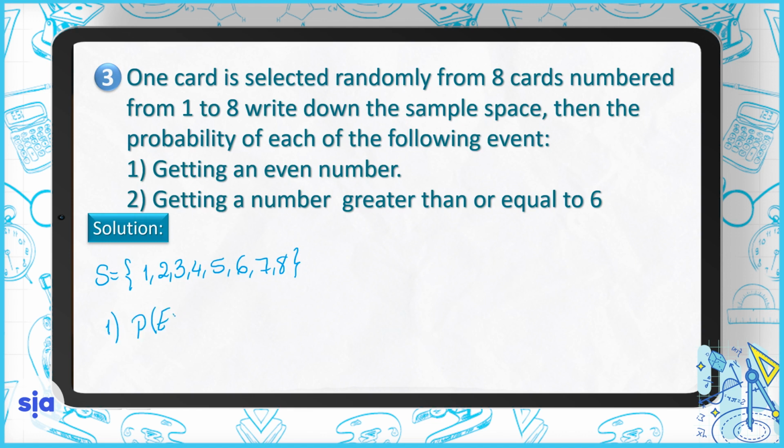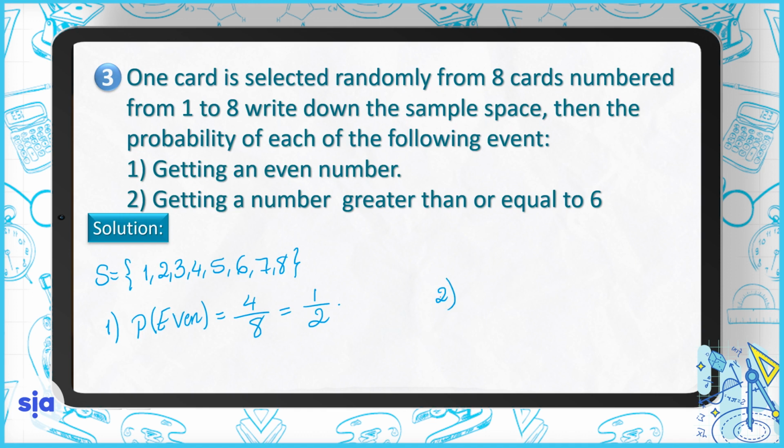Question 1. The probability of getting an even number: how many even numbers do we have? We have the 2, the 4, the 6, and the 8. So we have 4 even numbers out of a total of 8 numbers. When you simplify this, it will be 1 over 2.